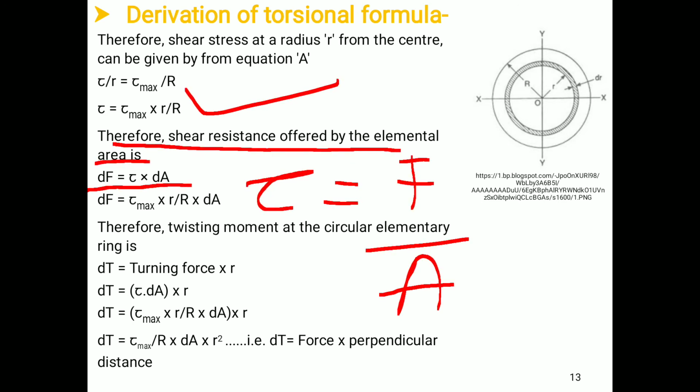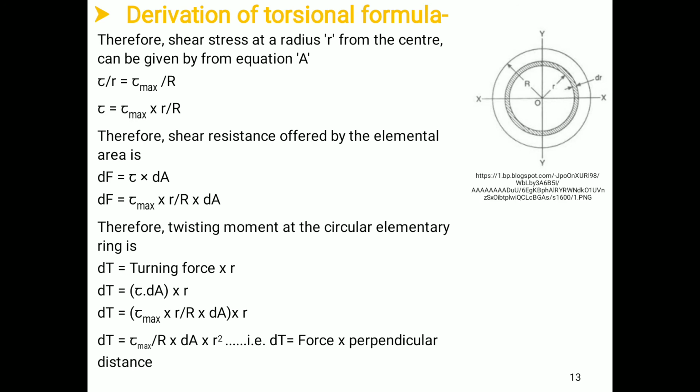So from this equation we are going to find out the value of force. Therefore force will be equal to tau into area. Once you know the value of force, we can easily find out the moment also, because moment is the force into perpendicular distance. So at a distance of small r, we have shear stress equal to tau maximum into small r upon capital R. This is the value of shear stress at a radius of small r. You have to remember it.